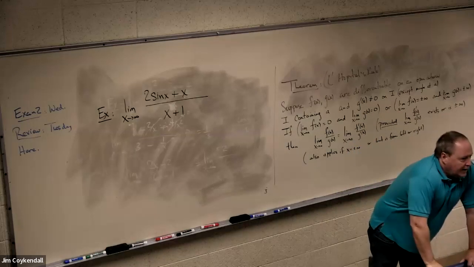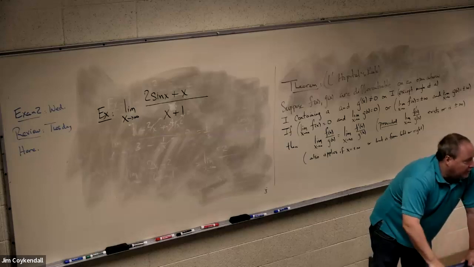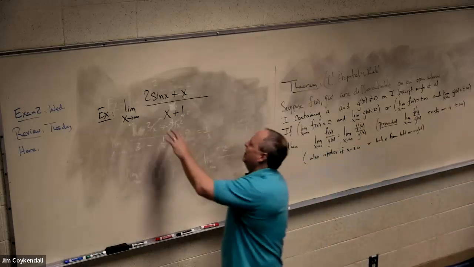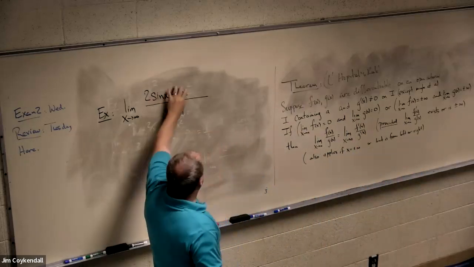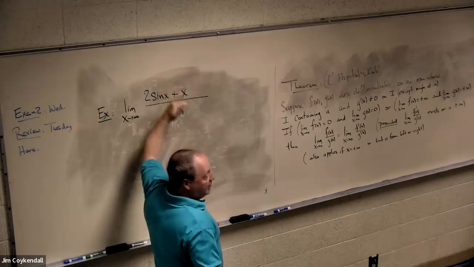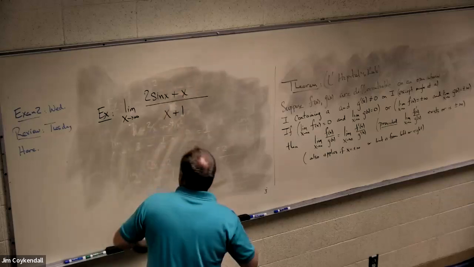What happens to 2 sine x? It doesn't go anywhere in a certain sense. It wiggles back and forth, between +2 and -2. I agree. But the top is still going to infinity, right? Because this is going back and forth between +2 and -2, but this is getting huge. So the top's going to infinity.